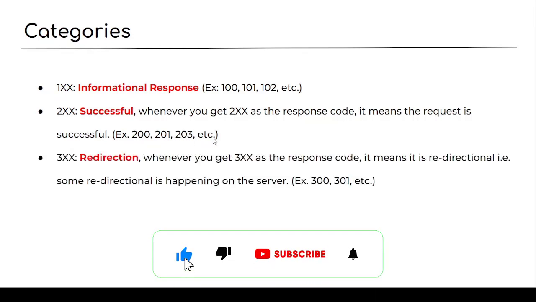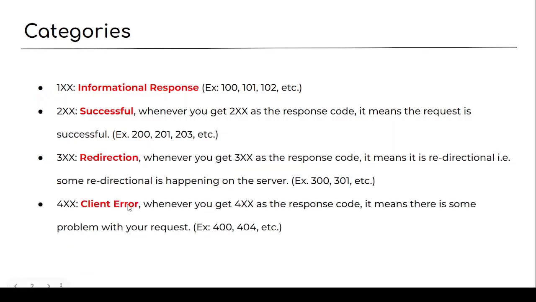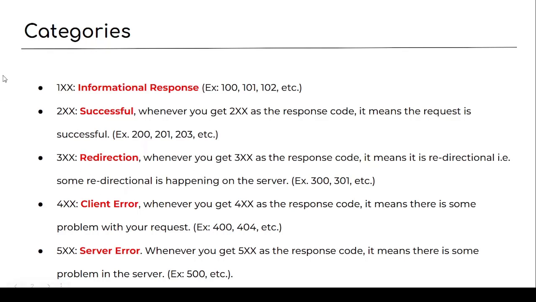And the third one is 3XX, which means redirectional, that is, some redirection is happening on the server. The code can be 300, 301. And the fourth one is 4XX, which means client error. Whenever you get 4XX as the response code, it means there is some problem with your request. The code can be 400, 404, like that. And the last one is 5XX, which means server error. When you get 5XX as the response code, it means there is some problem in the server. The code would be 500.